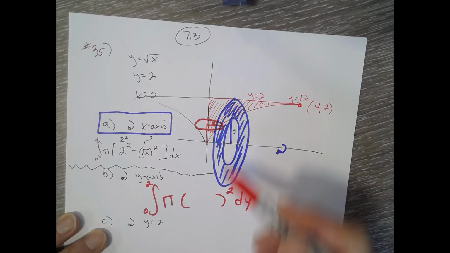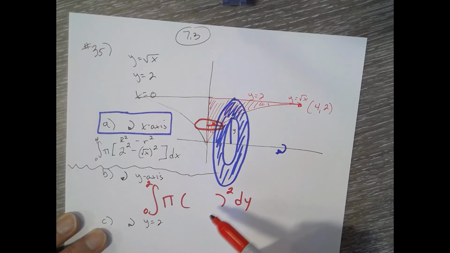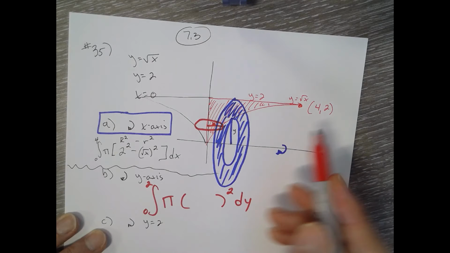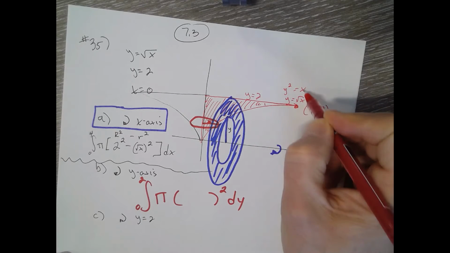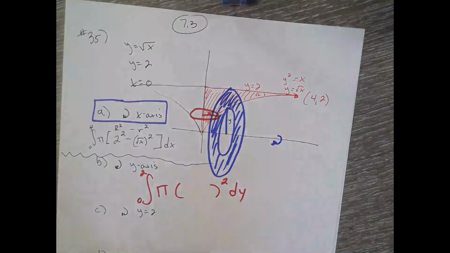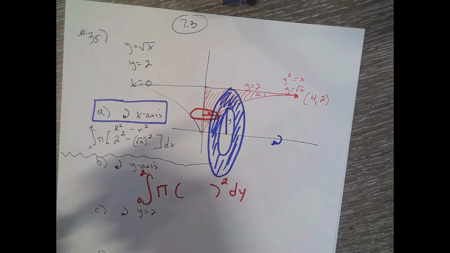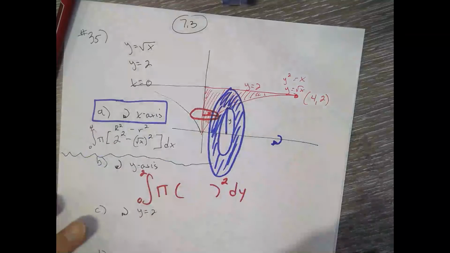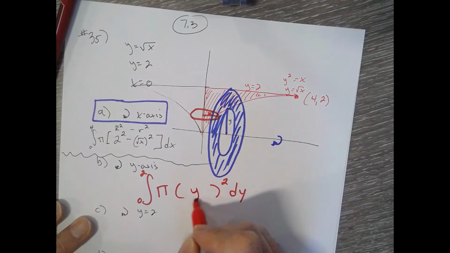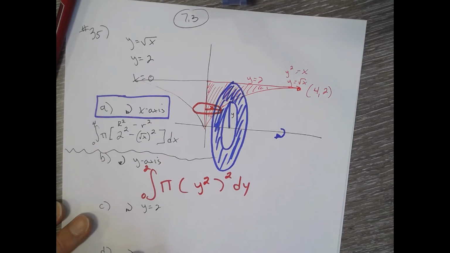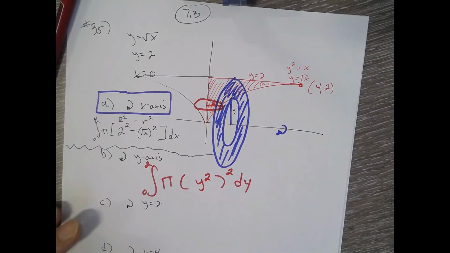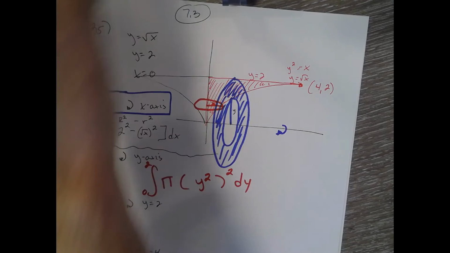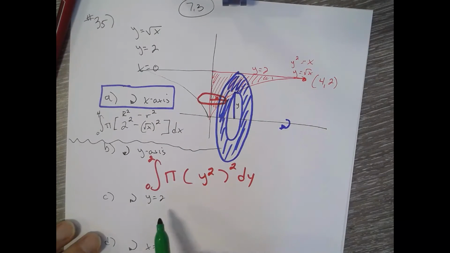So you'd square both sides, so x is equal to y squared. We solved for x. So another way to write x here is y squared. So it's pi (y squared) squared, and there's my integral going around the y-axis. Alright, going around y equals 2.